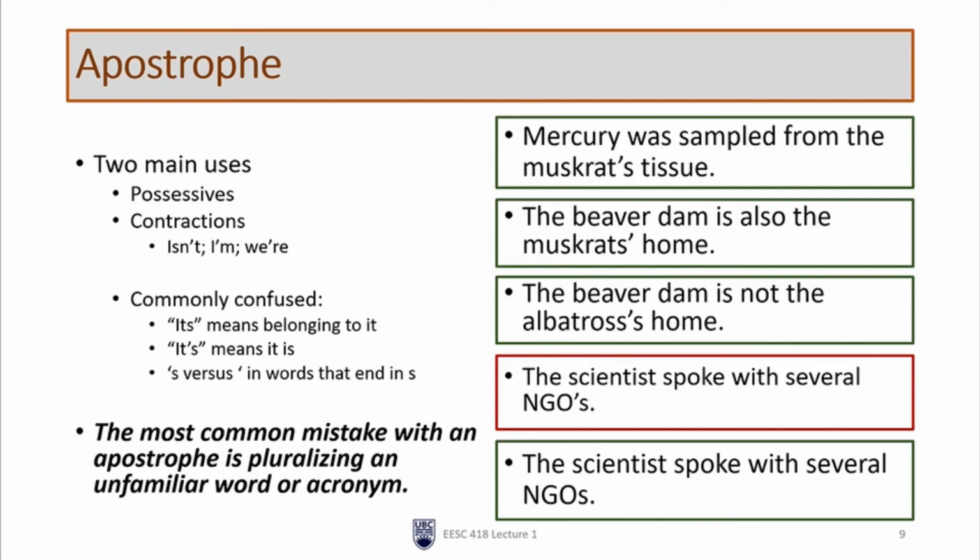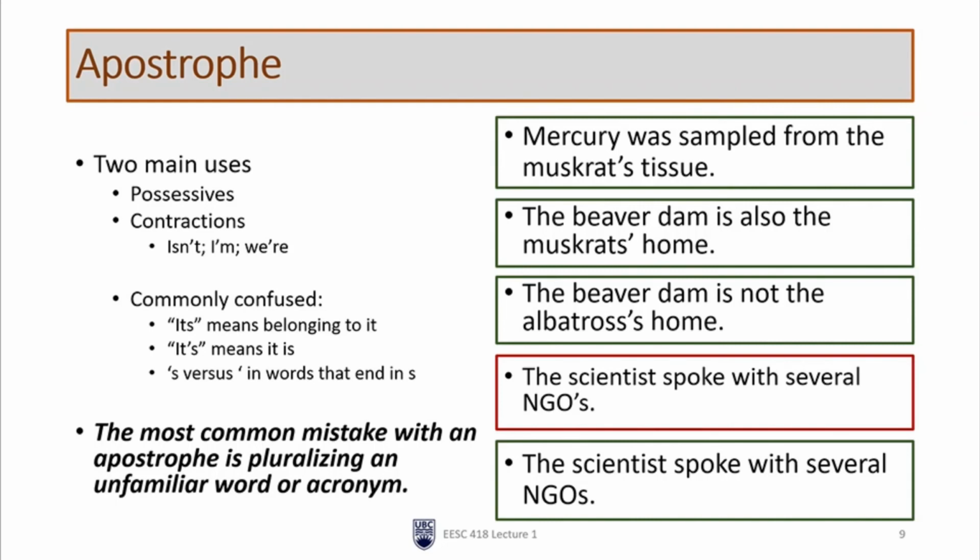The most common mistake with an apostrophe is often to use an apostrophe to make a plural when we have an acronym. So an acronym is a number of letters that stand for different words. They're very common in technical writing. So I've used NGOs, which stands for non-governmental organization, and I've done it incorrectly here. The scientist spoke with several NGOs. We don't need an apostrophe there. We're just pluralizing. We're not showing that the NGOs own anything.